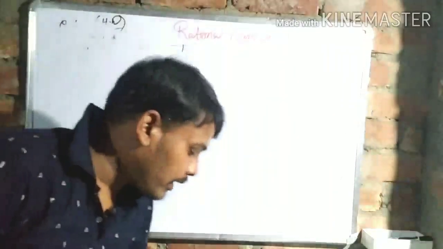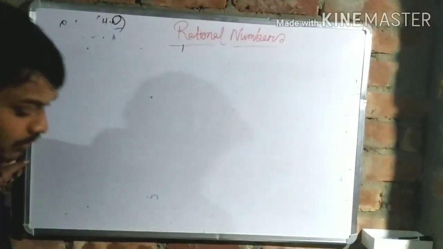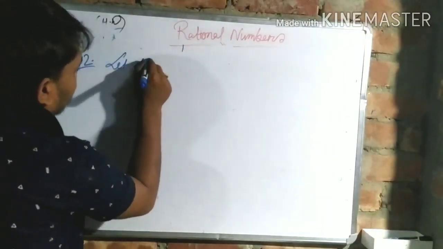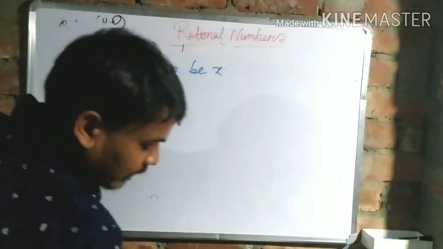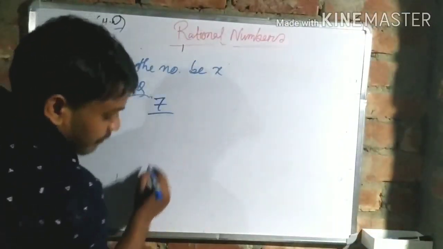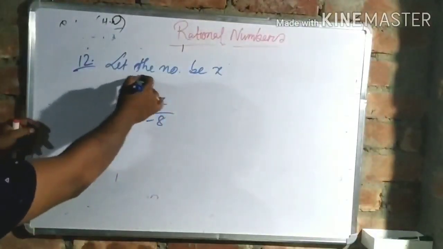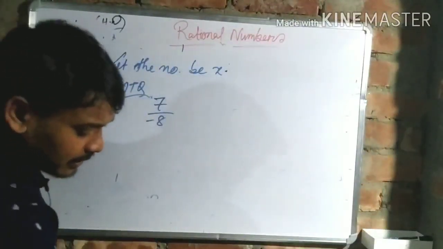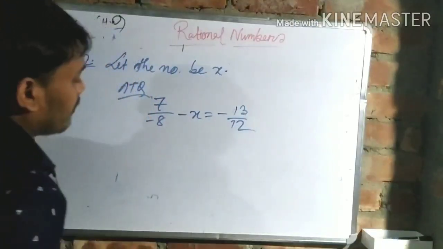And next, what number should be subtracted from minus 7 by 8 to get minus 13 by 12? Okay, if you have any confusion with this kind of question, you let the number be x. ATQ, according to the question. So what is the question? What number is subtracted from 7 by minus 8? So we let the number be x. If we subtract this x from 7 by minus 8, then the result is minus 13 by 12. So minus x equals minus 13 by 12. Okay, so side change.